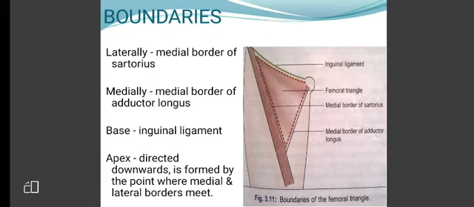Next, we will learn about boundaries of femoral triangle. Laterally, it is bounded by medial border of sartorius muscle. Then medially, it is bounded by medial border of adductor longus muscle. Base is made by inguinal ligament. Apex is directed downwards. It is formed by the point where medial and lateral border meets.